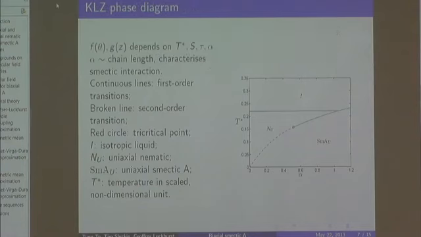So this is the phase diagram, which has the same qualitative features as the original McMillan theory.